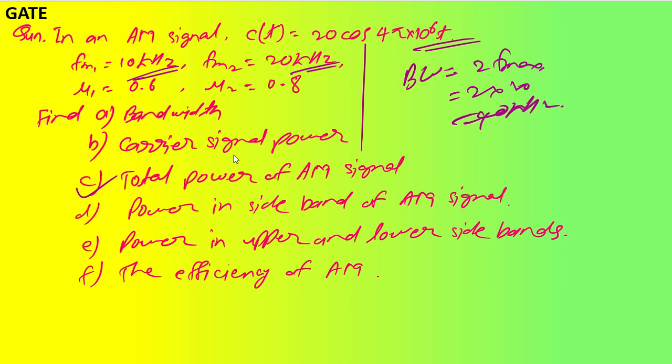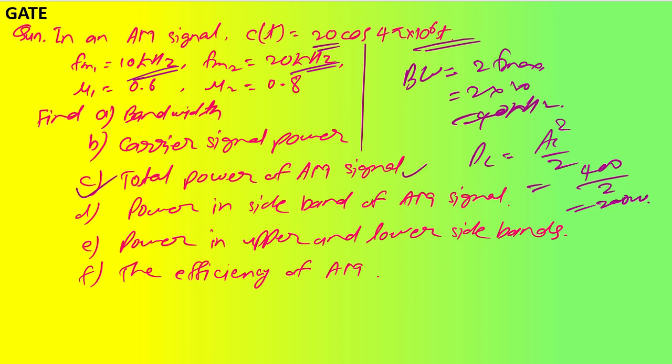What is the carrier signal power? Carrier signal power PC is equal to AC square by 2. AC is 20, so 20 square by 2, that is 400 by 2, that is 200 watt. Very simple.